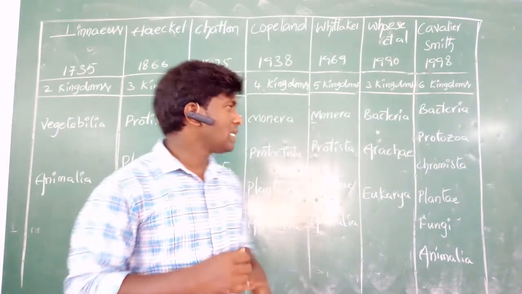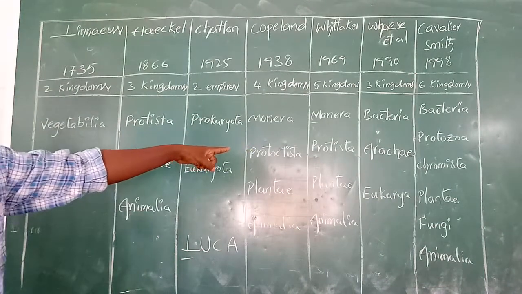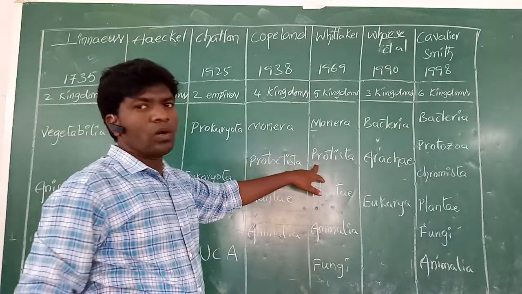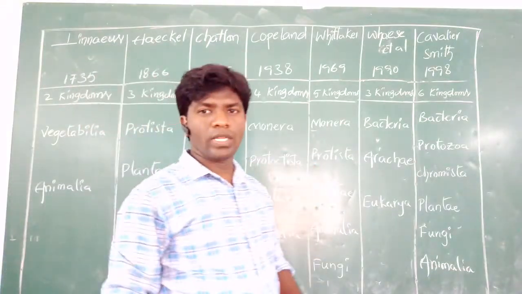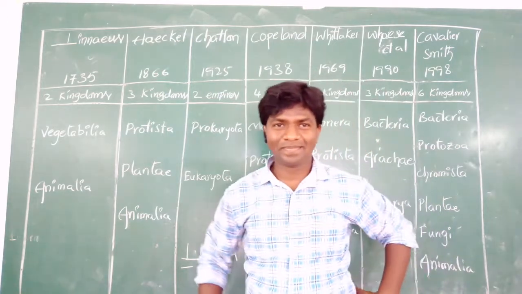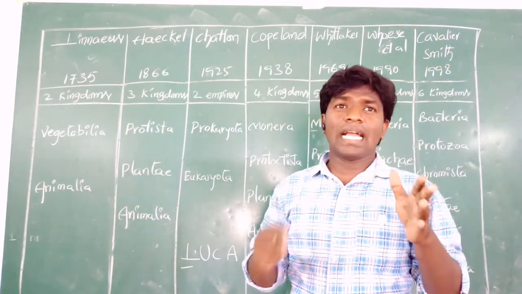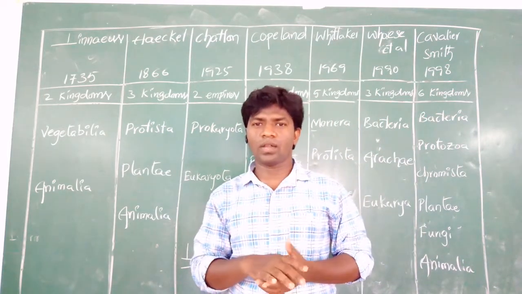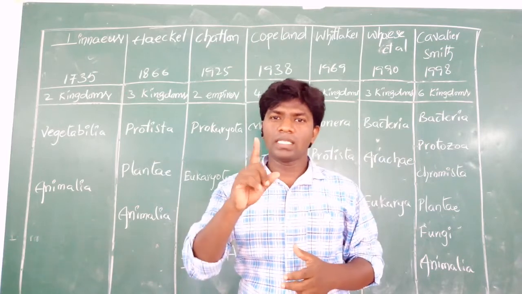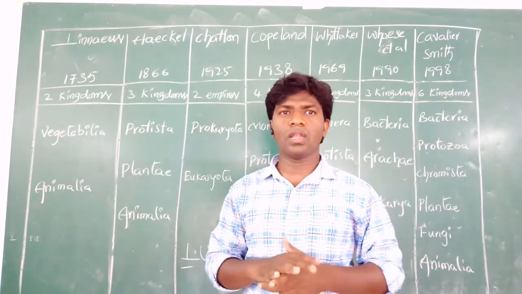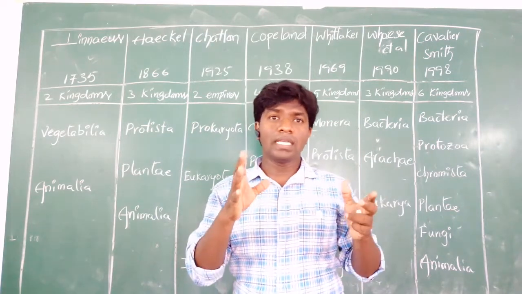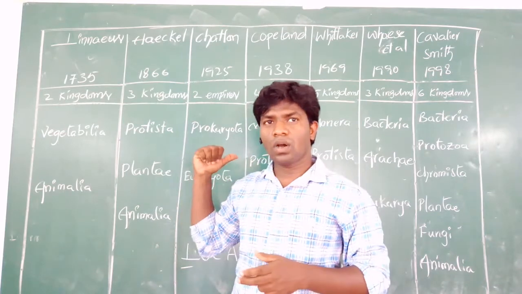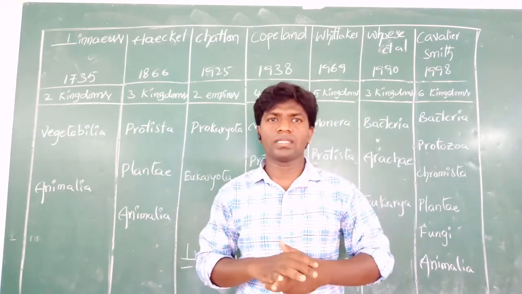Next, Protista. What are the common characteristics of Protista? Listen. Mostly they are single-celled organisms, which means unicellular organisms. These organisms have a membrane around the nucleus. Protista organisms have a membrane around the nucleus.